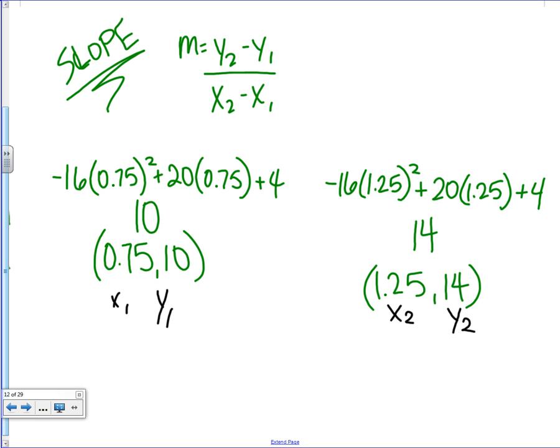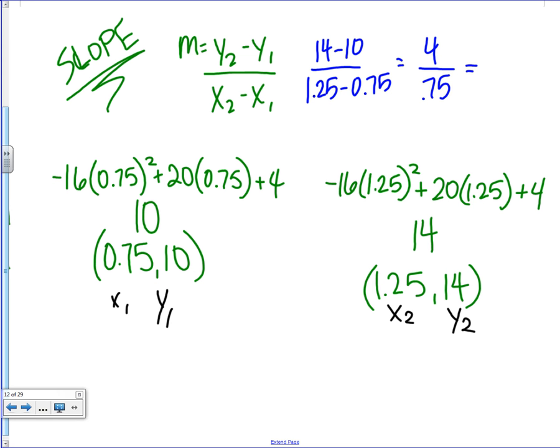All right, folks, that's the hard work. Now we're ready to plug it into our formula up here. So I have y2 minus y1 over x2 minus x1. The top would be 4. The bottom would be 0.75.